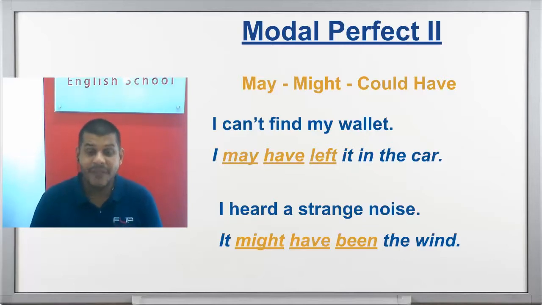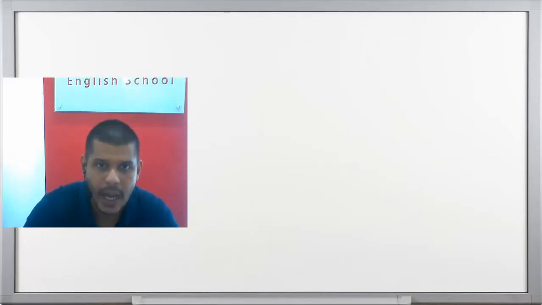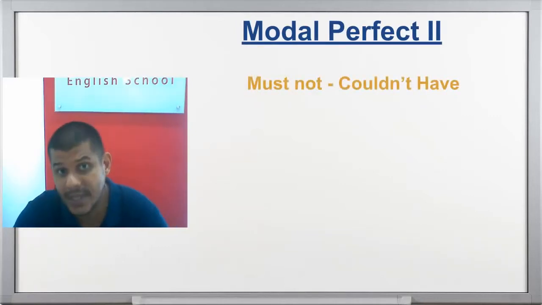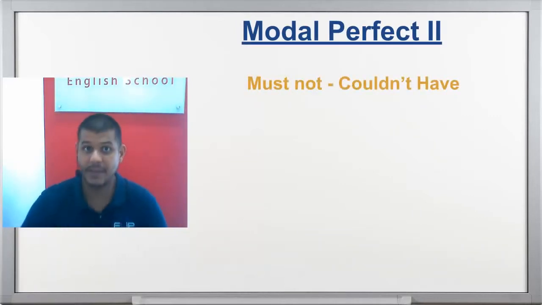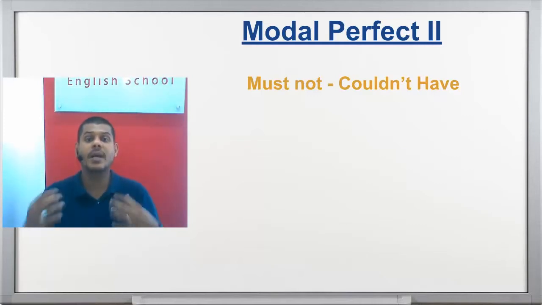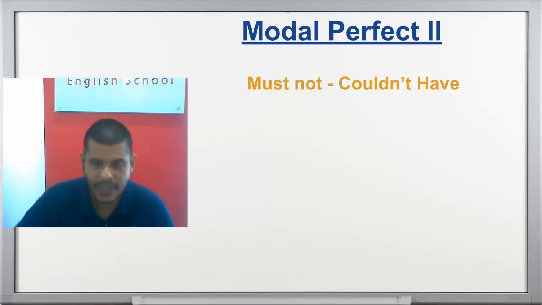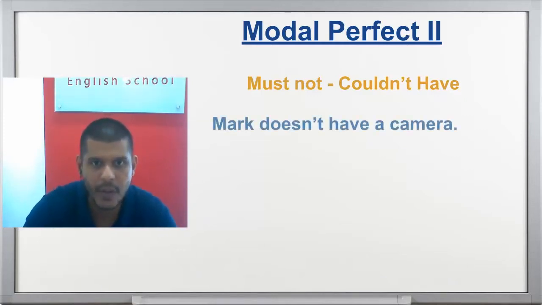Okay? Now, finally, I'm going to talk about the modal perfect must not or couldn't have, right? In this case, remember, I indicate that I am almost 100% sure that something didn't happen, all right? That something is not true, right? So let's take a look at the examples I have here for you.